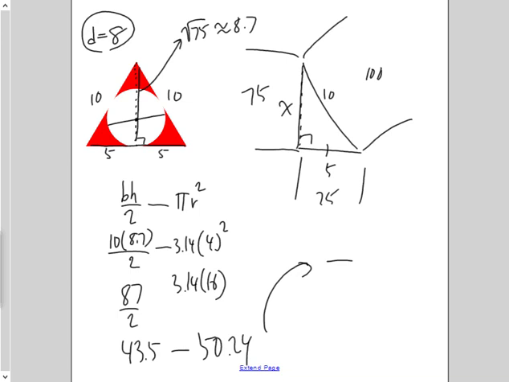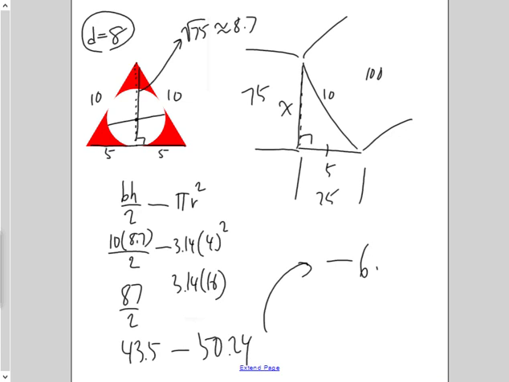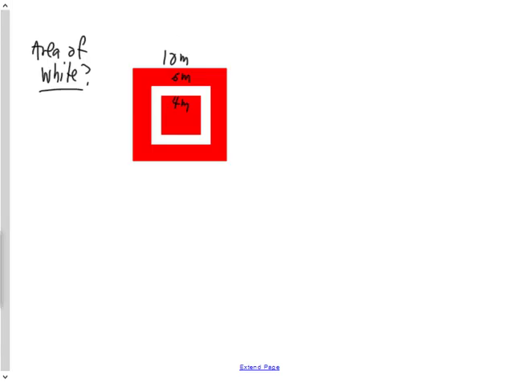Well, let's just take a look here. So 43.5. Take away 50.24. Oopsie daisy. Negative 6.74 meters squared. It actually has anti-area. That's not possible.